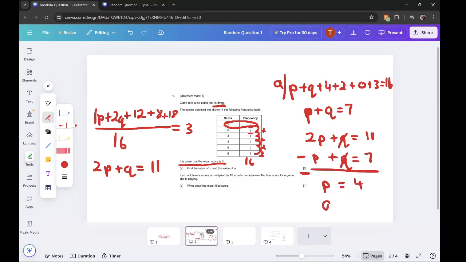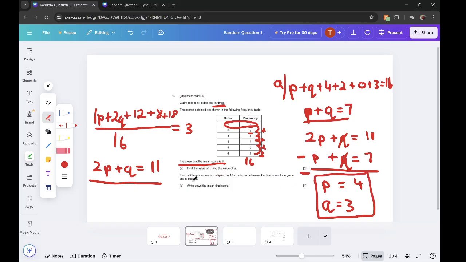So we found out what P is. Now to find out what Q is, we plug into one of these equations, whichever you want. This one is simpler, so I'll plug P into here. So 4 plus Q is equal to 7. So Q is equal to 3. This is what you should get for part A.